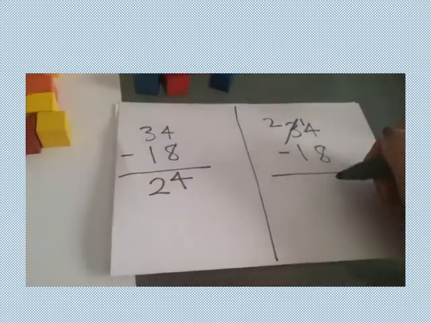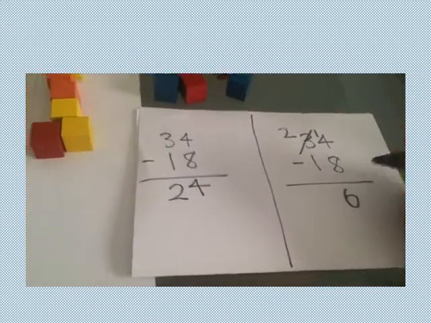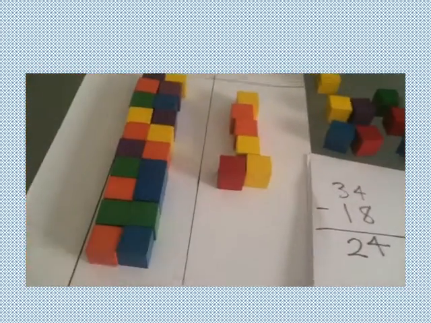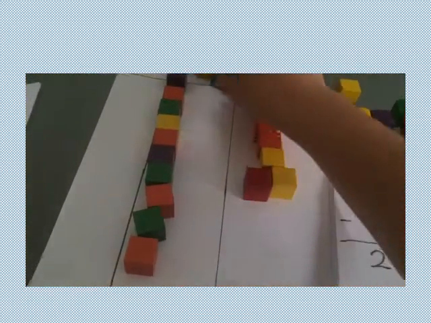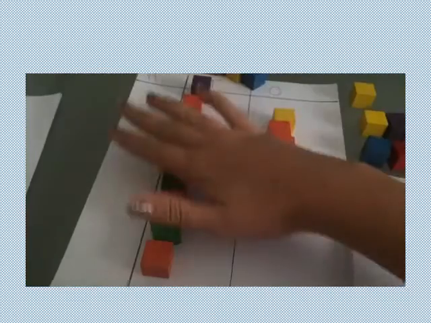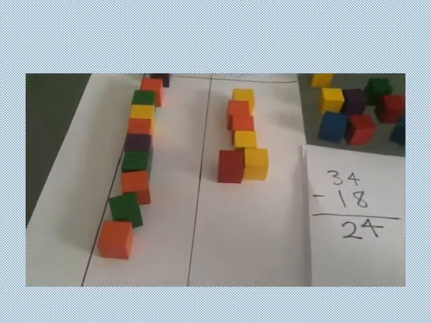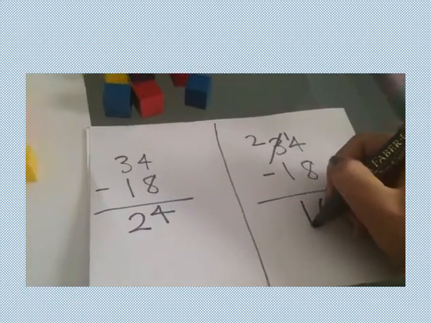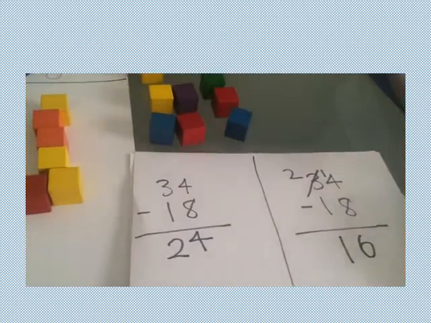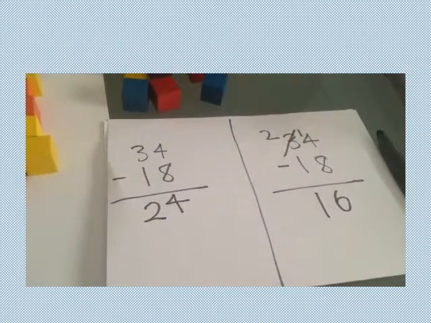So then students can write their answer down, 6. And then they can minus 10 from the tens column and be left with 10. And writing that down, you'd be left with your answer, which is 16.